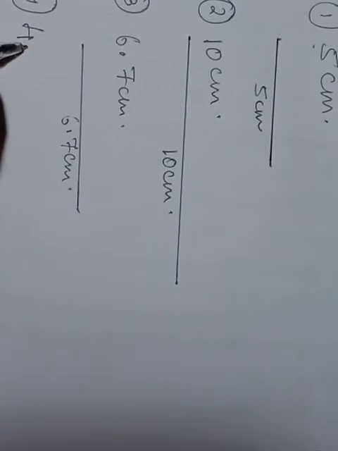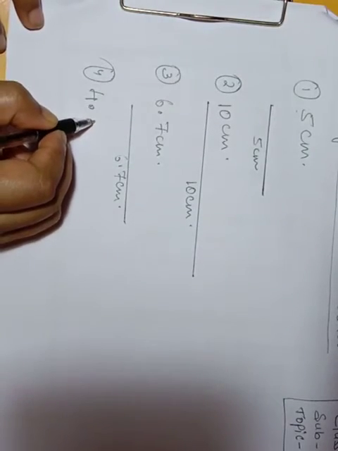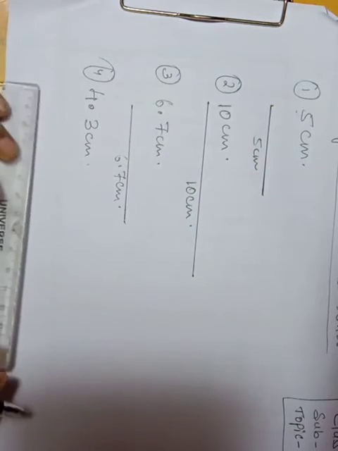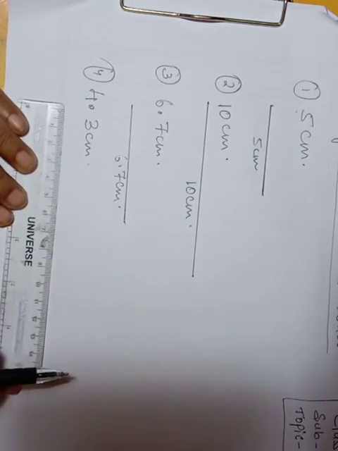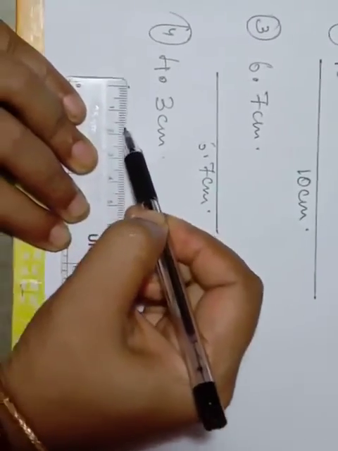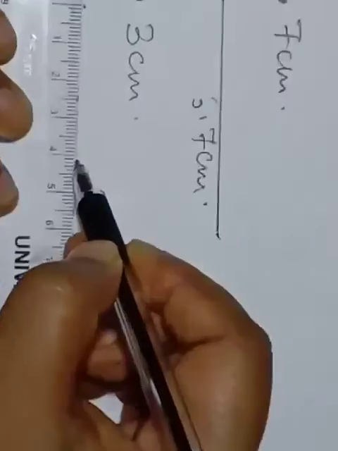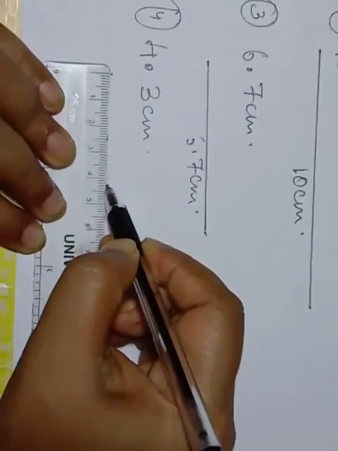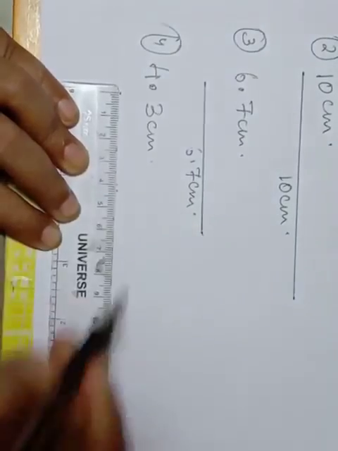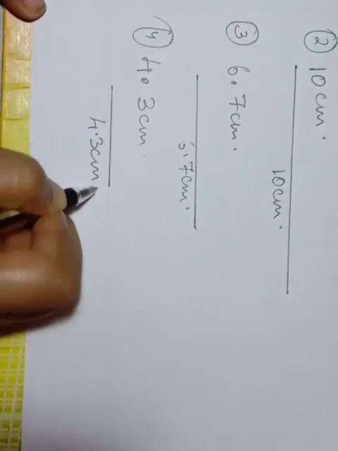One more I'll do for you. Let us go for 4.3 centimeter. First of all, we see where this 4 comes. I'll start with this 0, then this is 4. 0 1 2 3 4. Then point how much? 3 only. So 1 2 3. You can see this 3. I'll stop here and join here. It is 4.3 centimeter.